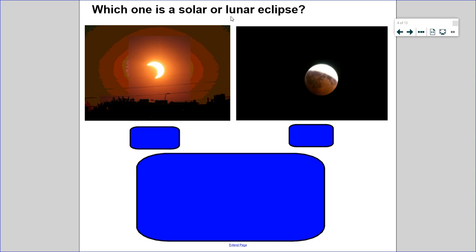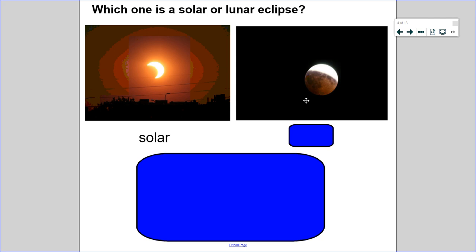Which one is a solar eclipse and which one is a lunar eclipse? Well, an eclipse is when an object is blocked by something else. So if you put your hand in front of your eyes, you're eclipsing whatever is on the other side of your hand. So the wall, someone's head, I don't know, a piece of pizza. So here we have the moon blocking the sun. So the sun is being eclipsed. So we call that a solar eclipse.